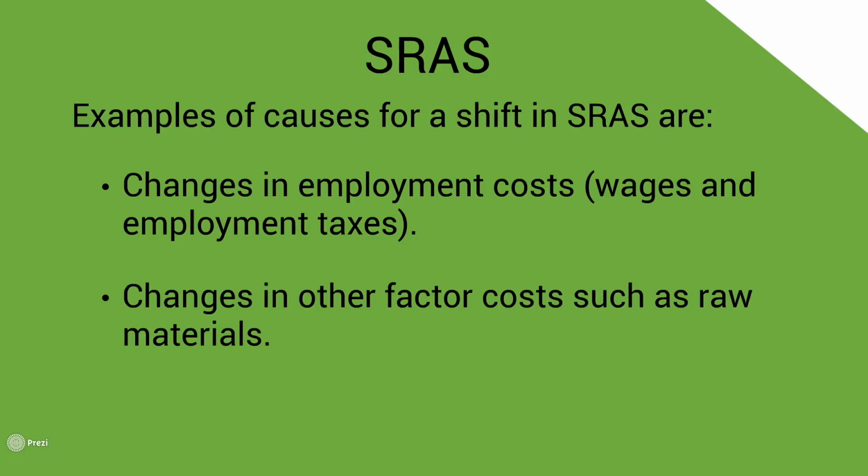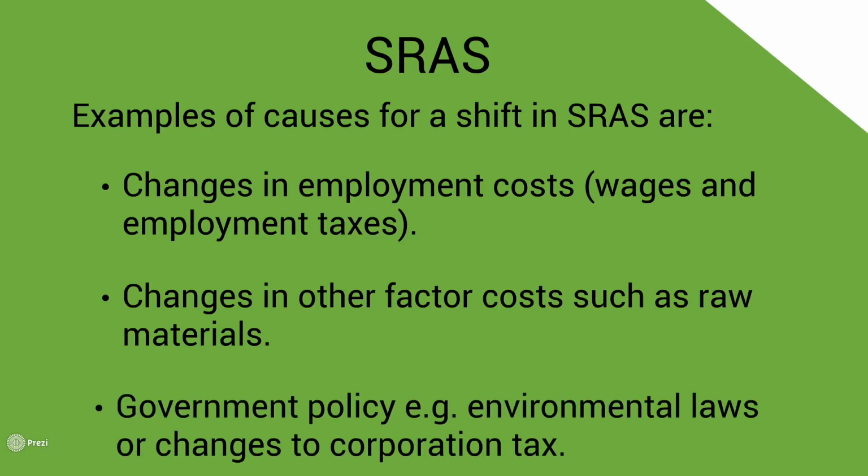Government policy can also cause shifts in the SRAS curve. If a government wishes to push through certain environmental laws or taxes that make the cost of production more expensive, then the SRAS curve will shift inwards. This is because firms will require a higher price in order to bring this output to the market.